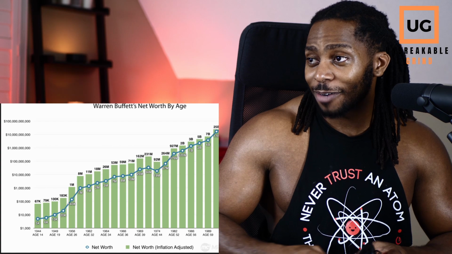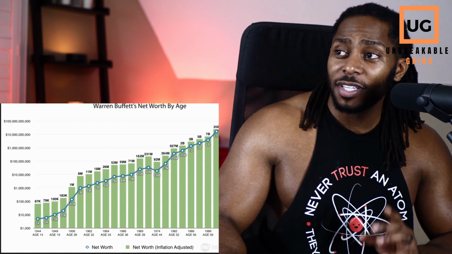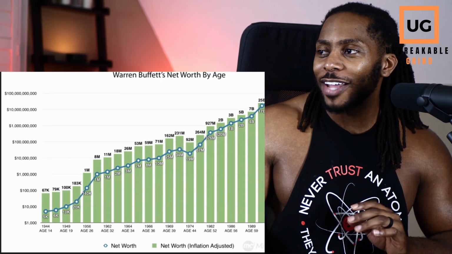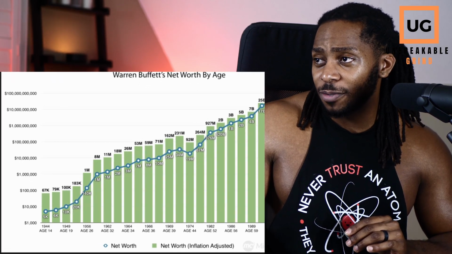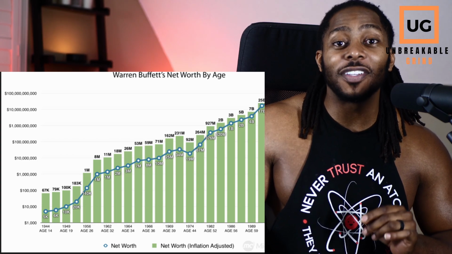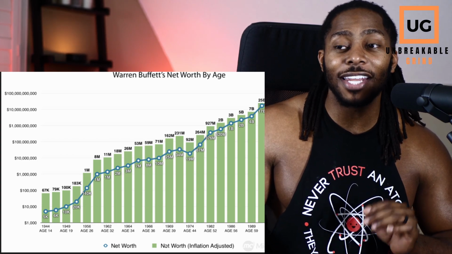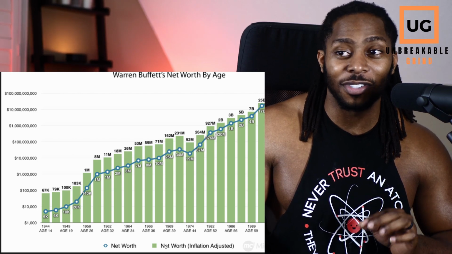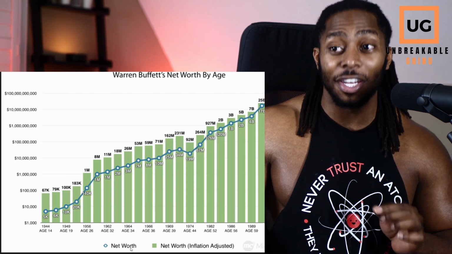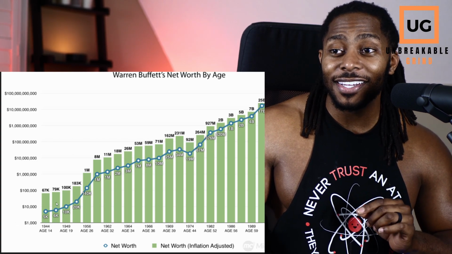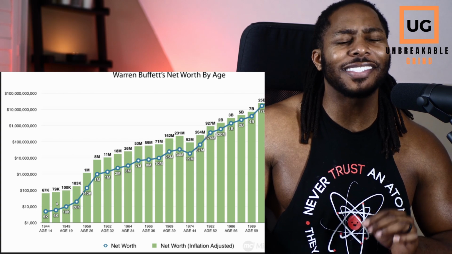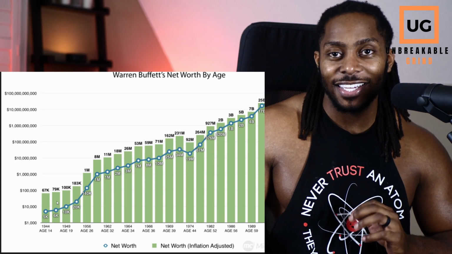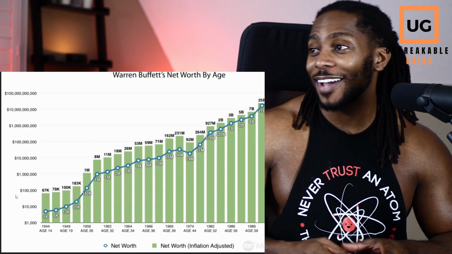Now right now we're looking at Warren Buffett's net worth by age. I'm going to show you how I do it and how I think about it. In this chart, we can see Warren Buffett's net worth by age. The blue line is his net worth without inflation taken into account, so that's how much he actually had as a net worth during those years. The green is his net worth adjusted for inflation, meaning that's how much of today's money Warren Buffett technically had during those years.